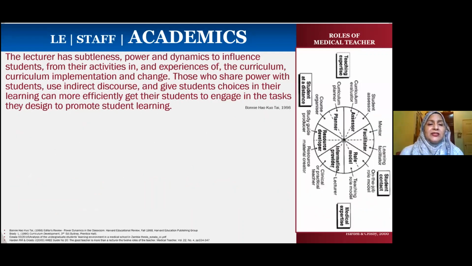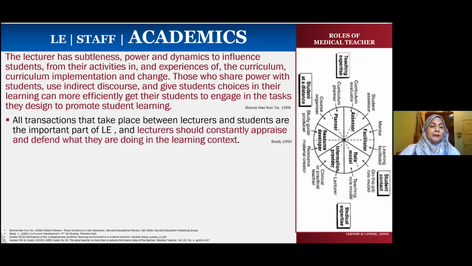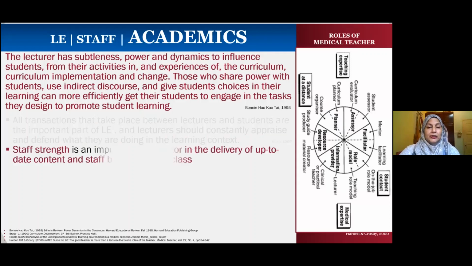The lecturers have subtleness, power, and dynamics to influence the students through their activities or their experience of the curriculum implementation and change. Those who share the power with students, use indirect discourse, and give students choice in their learning can more effectively get the students to engage in the tasks designed to promote student learning. So it all depends upon the academicians, how they treat the students and how they make things more fun for them. All transactions that take place between lecturers and students are an important part of the learning environment, and lecturers should constantly appraise and defend what they are doing in the learning context.